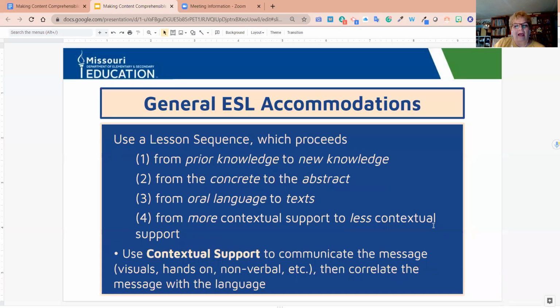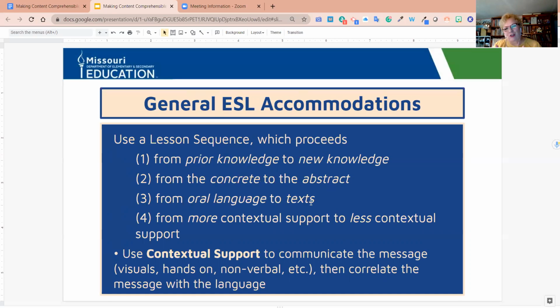And then just some general accommodations. And overall, we start with the prior knowledge that they have and build to new knowledge. We start from the concrete, the things they can touch and feel and see before we move to the abstract. We develop oral language because they all come with a rich oral language. And usually that's the first to develop before they move to text.